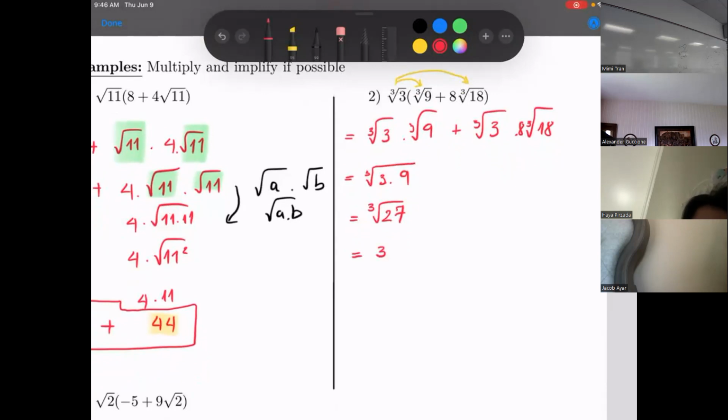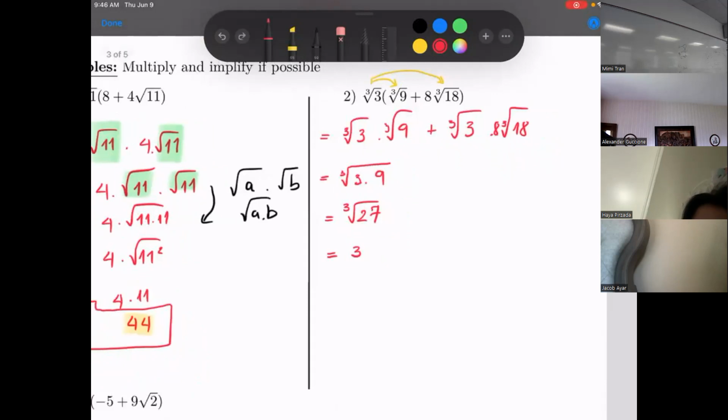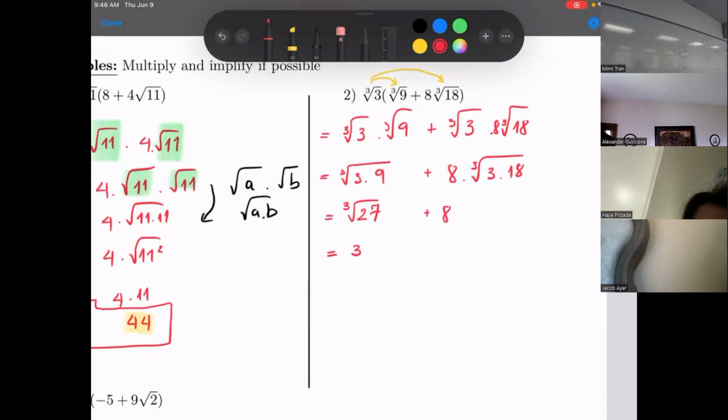Now the second term. Because the 8 is not under the root, I'm gonna move it to the front. 8 times cube root of 3 and cube root of 18, the same index. I'm allowed to multiply them. So it's gonna be 3 times 18 under the cube root. What's 3 times 18? Oh, 54. Okay, 54.